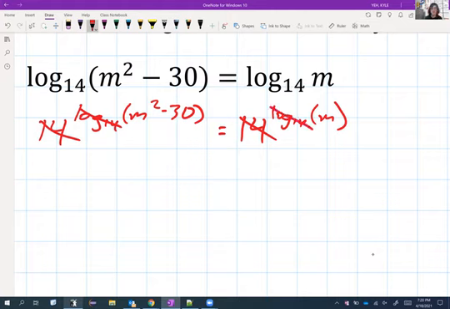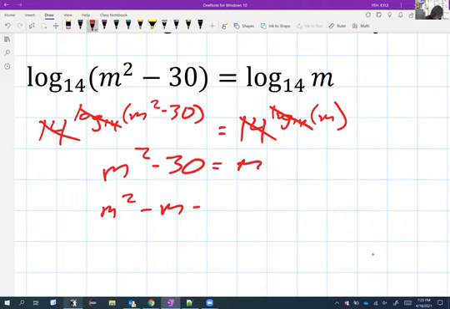14 to the log base 14 cancels out on both sides. M squared minus 30 equals m. And we've spent a ton of time this year talking about how to solve quadratics. I'm going to factor. I'm going to move that m over. M squared minus m minus 30 equals 0.